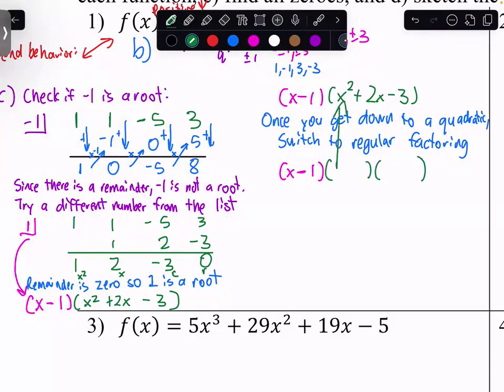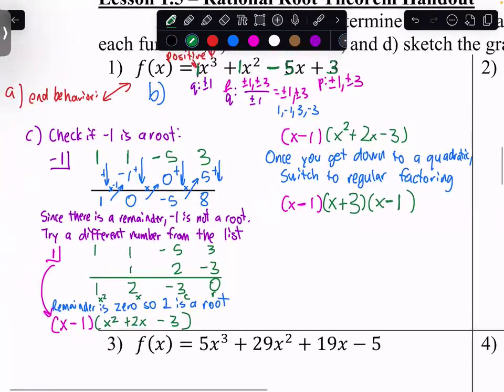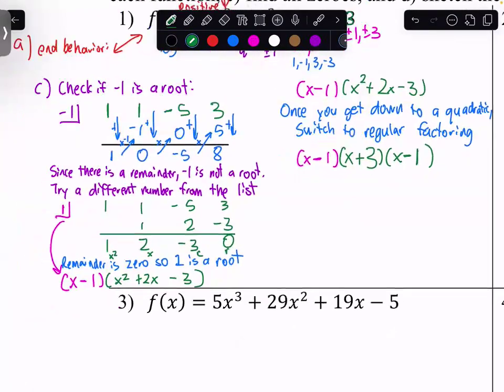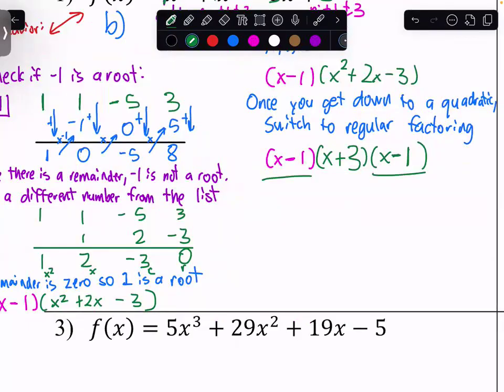We know that first spot times first spot becomes x squared, so x times x. Then the constant is negative, so there has to be one positive and one negative. And then the actual numbers multiply to 3. It has to be 3 and 1, but the middle term is positive, so we want the 3 to be positive, the bigger number. Okay, so we've got the factored form, but since we have identical parentheses, let's rewrite it with an exponent.